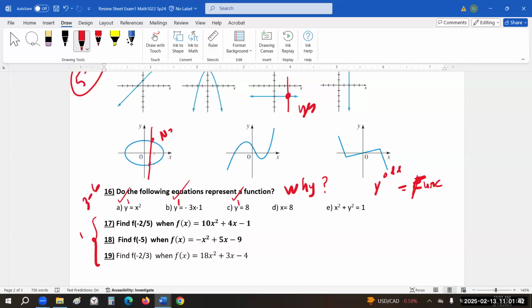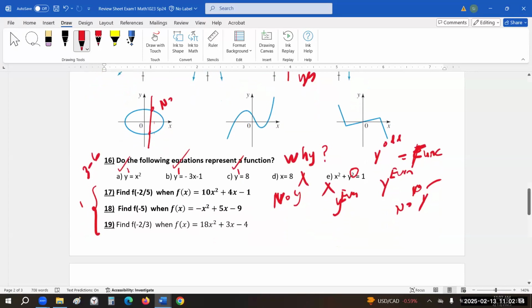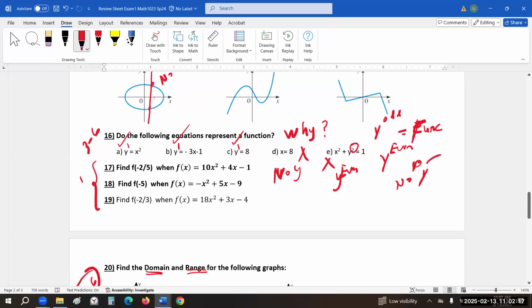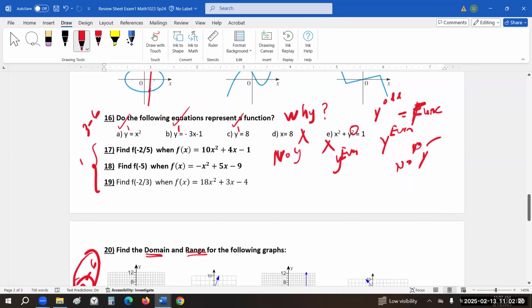So the first ones are functions, and not a function is if y has even power or there is no y. For example, here, no y, so not a function. Here, y with even power, so not a function. So you're going to write yes or no, whether they're functions or not, and then your reasoning for why. 17, 18, 19 is substitute x with the given numbers and then simplify.